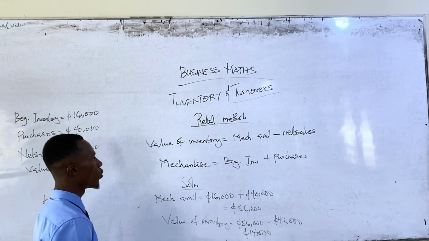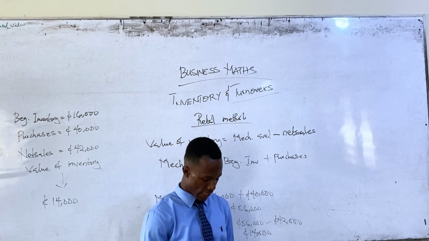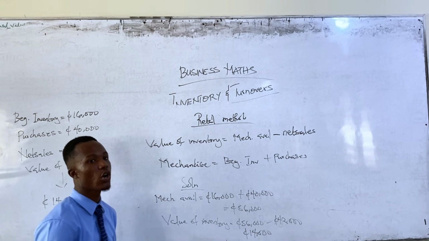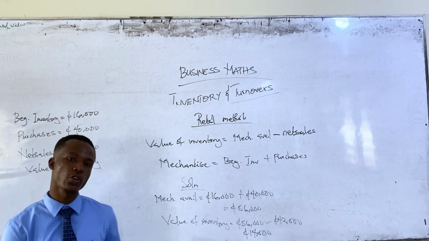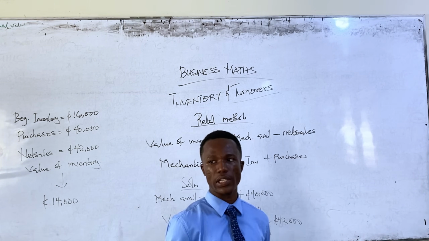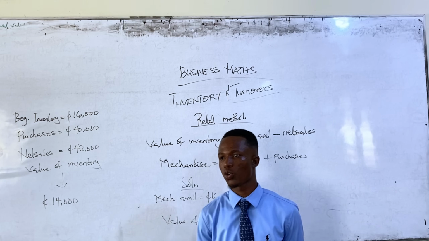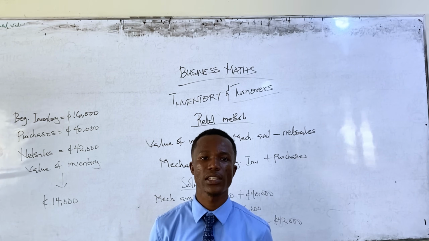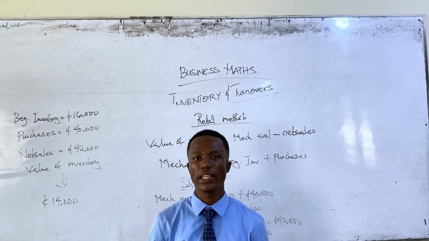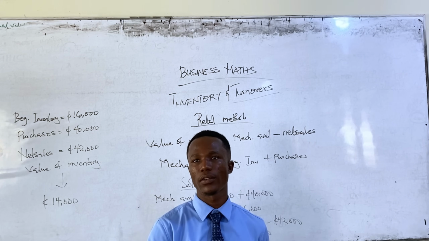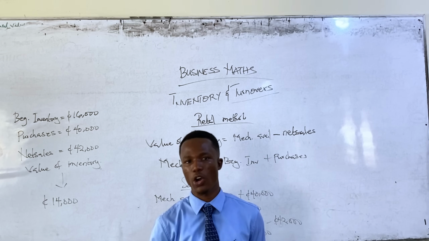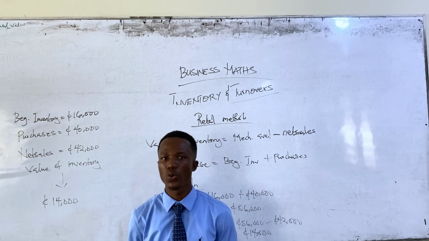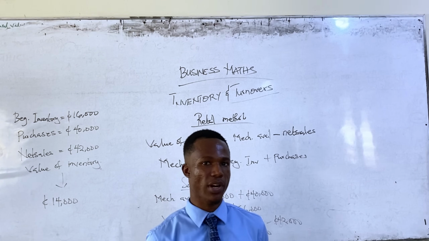Okay, so we are done with the last method, which is the lower of cost or market value, right? So you see, when you go to the market and you have two sellers selling one particular commodity, it's just a substitute commodity, and this one is having a higher price. If you are a rational consumer, what are you going to do? You just pick the one with a lower price, right?